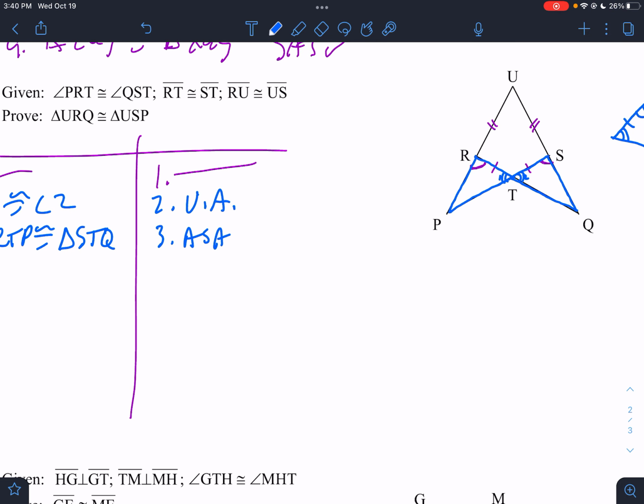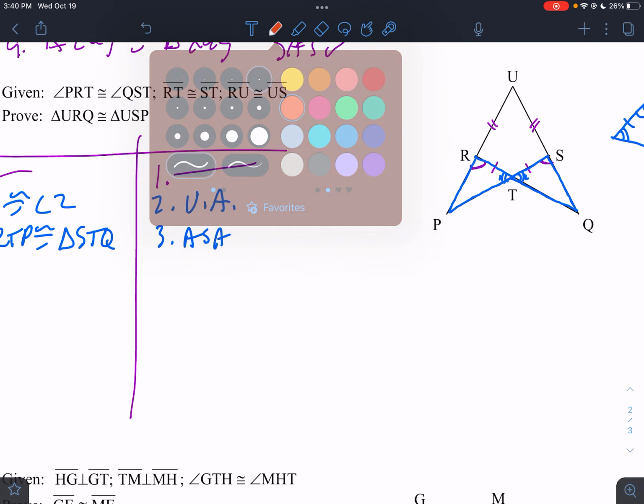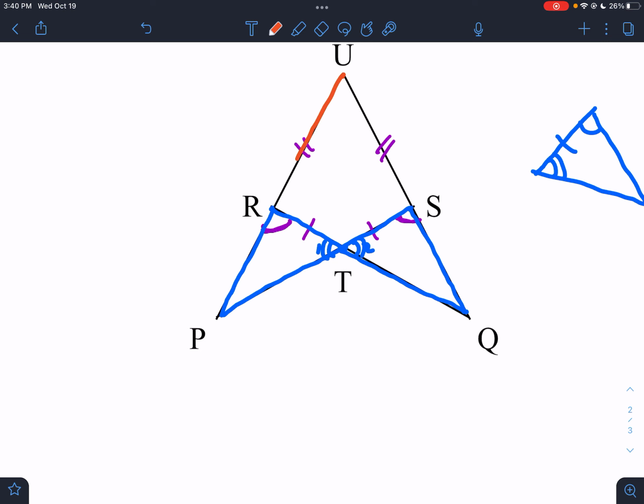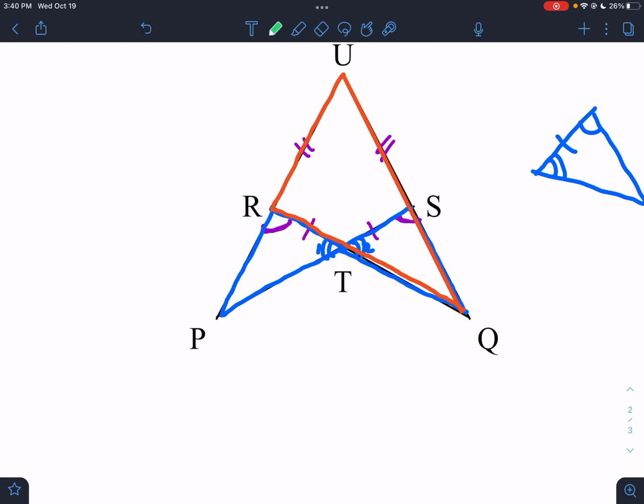All right. So again, once we have congruent triangles, this is where the difficulty ramps up. Which triangles are we trying to get? We're trying to get URQ. So I'm going to trace it. URQ. And this is a little bit easier than the other one because they're telling us which triangles to make. Earlier, we had the situation where we had to figure out which triangles. This one, they're telling us. It's URQ and USP.